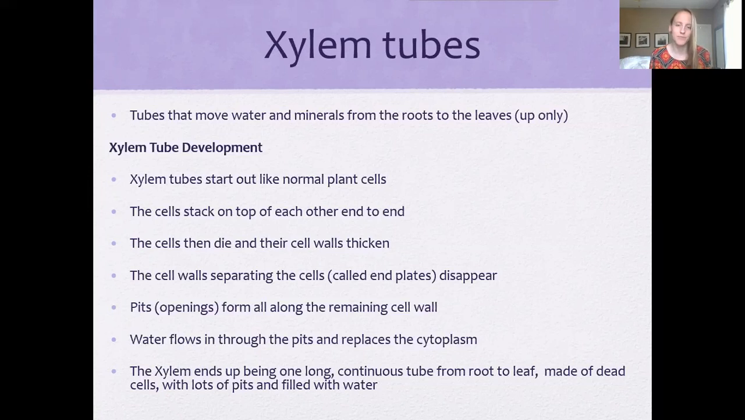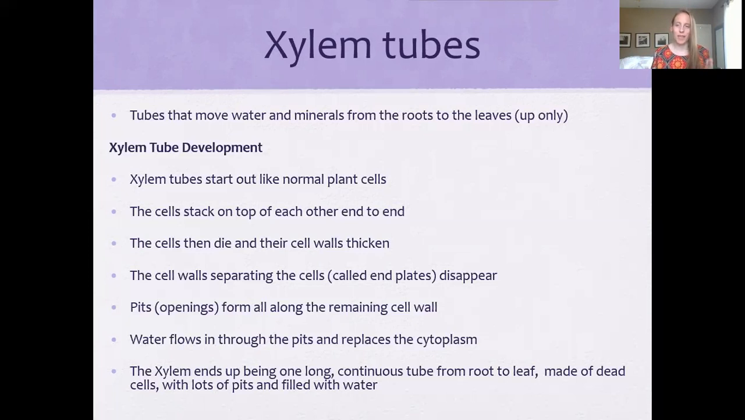So we only maintain the cell walls on the outside of the xylem tube, not the ones that separate the cells in the middle. You also have pits or little holes that open up on the cell walls that are along the edge of the xylem tube, and water flows in through those pits and actually pushes out all of the cytoplasm and replaces the cytoplasm that was inside of those cells.